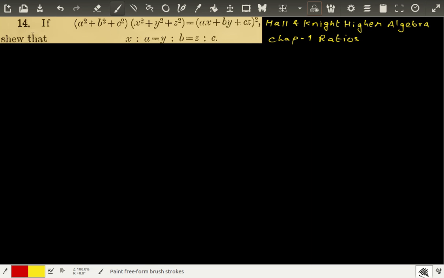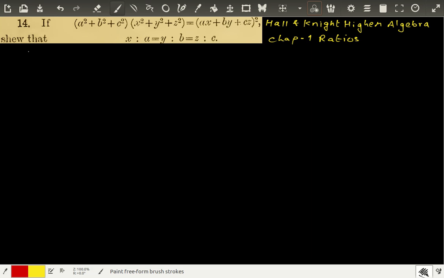Problem number 14 from Hall and Knight Higher Algebra, Chapter 1 Ratios. If (a² + b² + c²)(x² + y² + z²) is equal to (ax + by + cz)², then we have to show that x is to a is equal to y is to b is equal to z is to c.